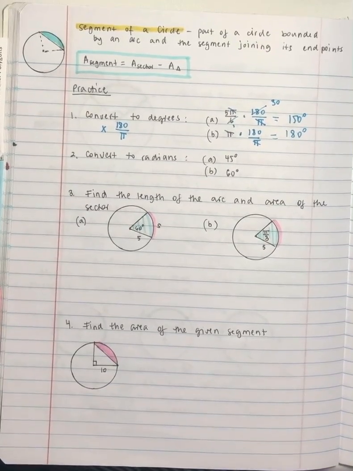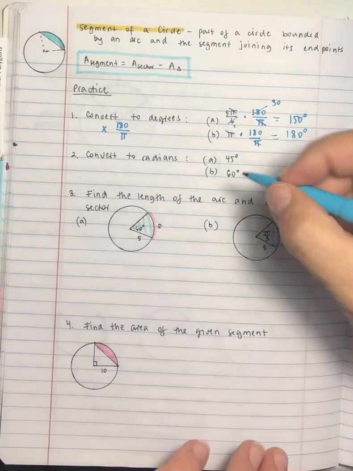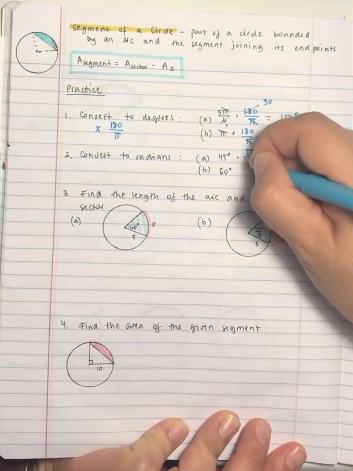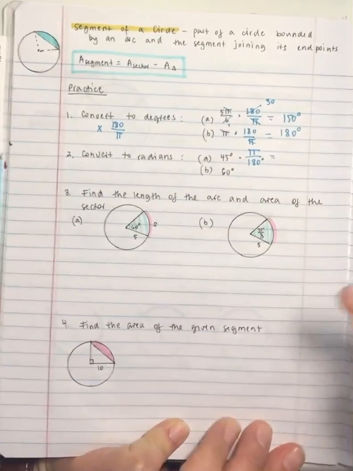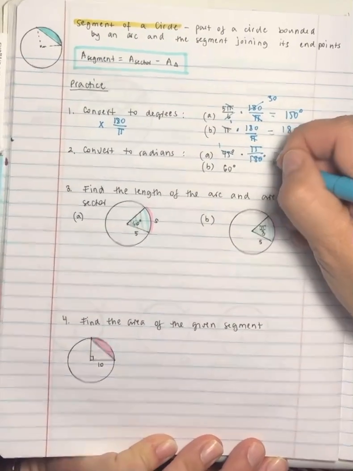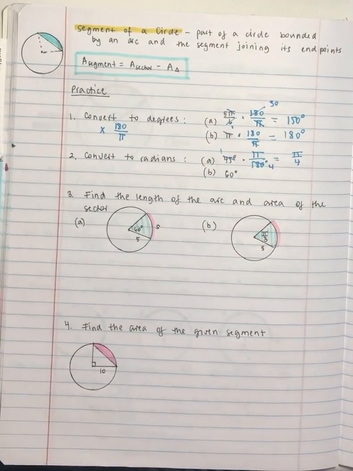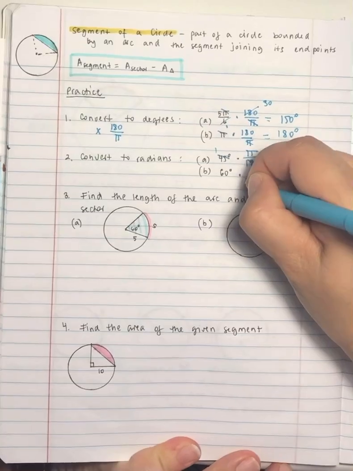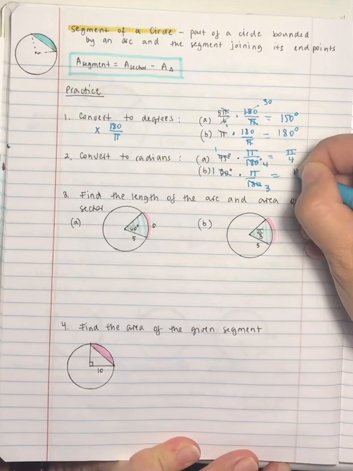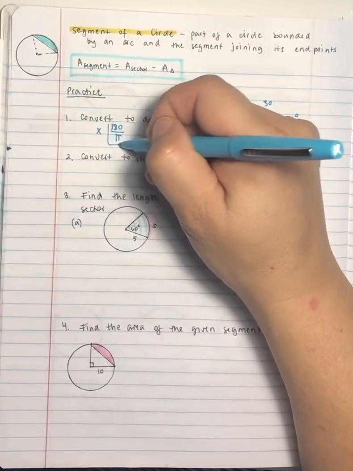To convert to radians, on the other hand, we use the same proportion, but we flip it, since we now want the radians on top. So pi, and we want the degrees to cancel out. 45 and 180 can both be divided by 45. That's 4, so this is just pi over 4. Next, 60 times pi over 180. Again, 60 and 180 can both be divided by 60, so this is pi over 3. I hope this is really simple. Just remember this conversion factor.